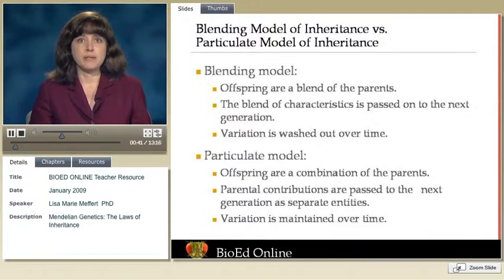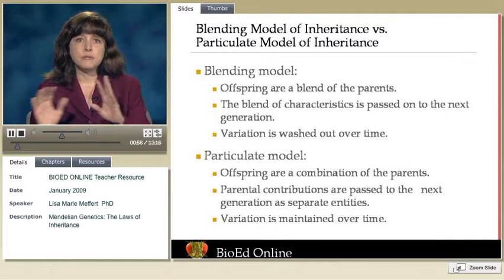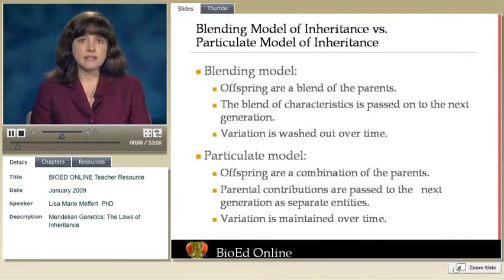People saw that maybe a tall father and a short mother had middle-height children, and so they thought that there was just this blending model. That does make a lot of sense, but Darwin noticed that through time everybody would start looking the same. And he noticed that this is definitely not true.